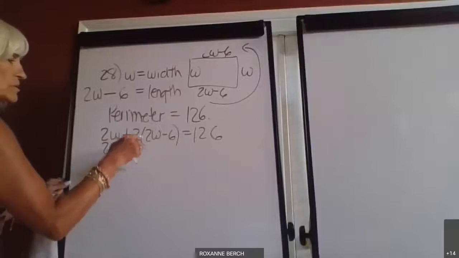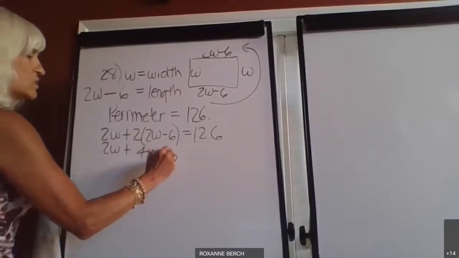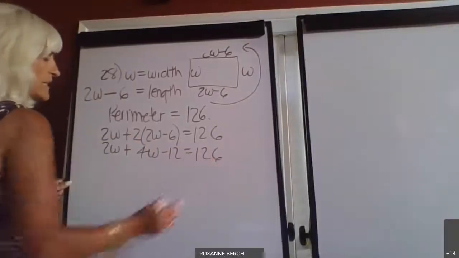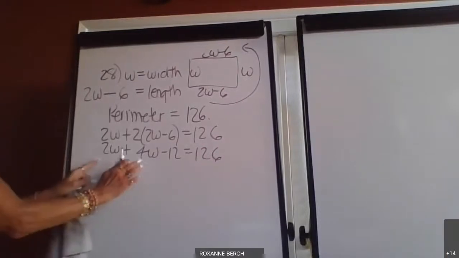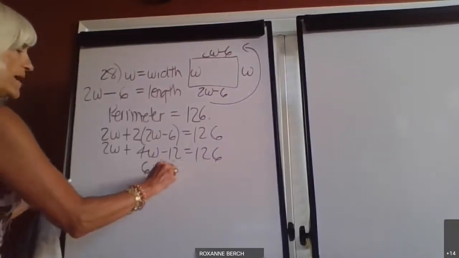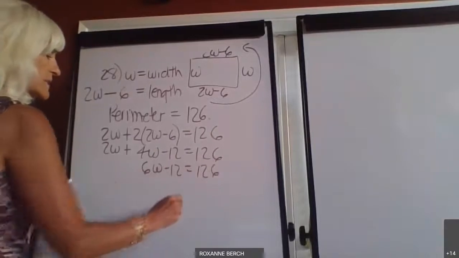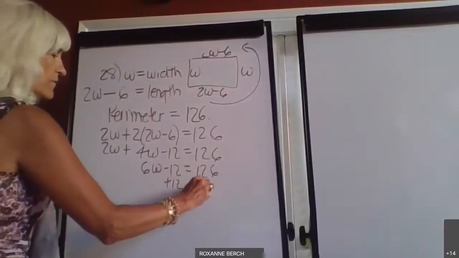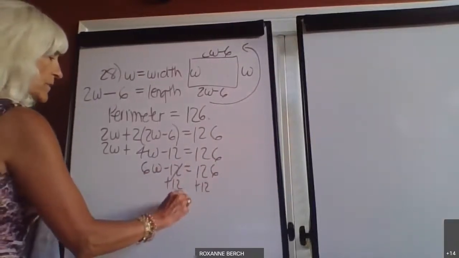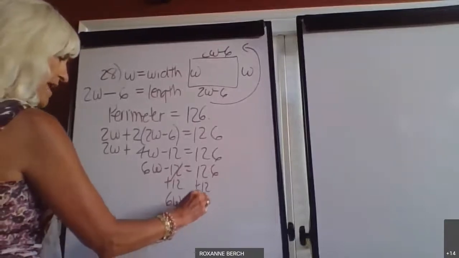Okay, so we're going to distribute. This would be 4W minus 12 equals 126. Now we combine like terms: 6W minus 12 equals 126. We're going to add 12. 6W equals 138.